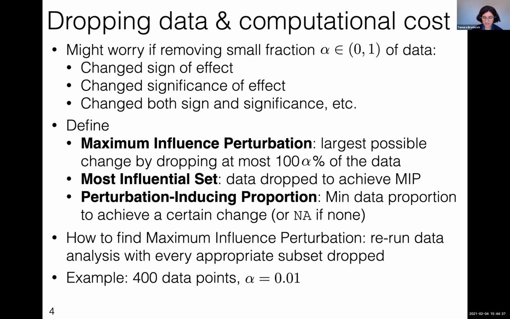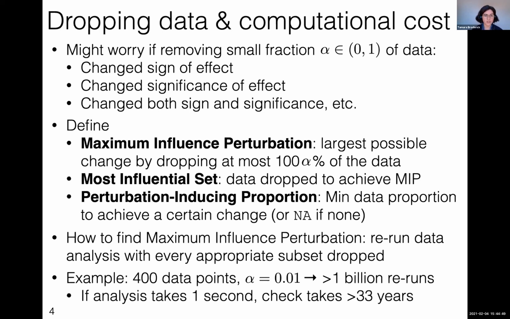Well, that means I'm going to have to drop all the data sets of size 4, of 3, of 2, et cetera. Let's just look at 4 for the moment. Let's just say I drop all the data sets of size 4. 400 choose 4 is over 1 billion. And so if my original data analysis took 1 second to run, this check takes over 33 years to run.